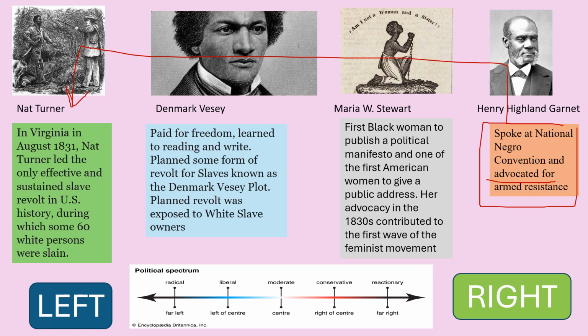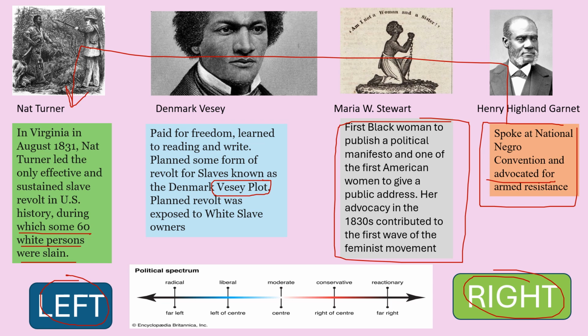Keep in mind that this particular revolution led to some 60 white people being slain. Denmark Vesey, another individual, was trying to initiate some form of revolution, some sort of plot, but it was foiled. And then, of course, we hear from Maria Stewart, who wrote a manifesto. All of these individuals have a different approach within the Black Civil Rights Movement. Some are a little more nationalistic in their approaches, whereas others are a little more, I don't want to use passive to diminish, but just not as extreme.